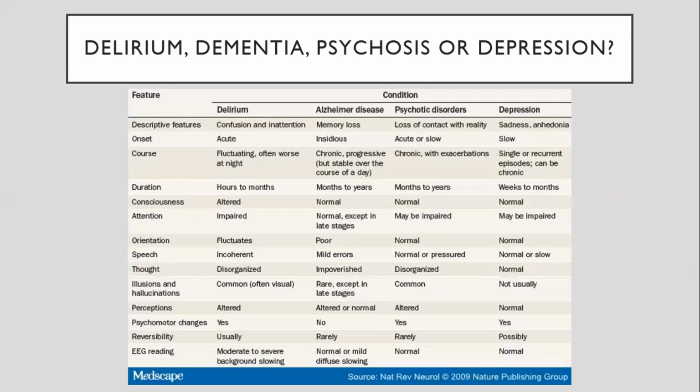I find this table really helpful, so you'll be able to go back to it when the talks are uploaded, but it gives you more information about how you can differentiate delirium from other similar conditions. The fact is that delirium is generally very acute, it generally fluctuates, it's a much more acute onset, generally over hours to days. Conscious level is normally altered, attention is impaired.